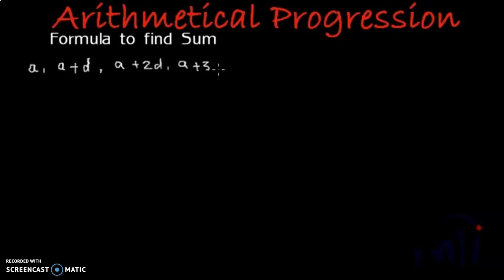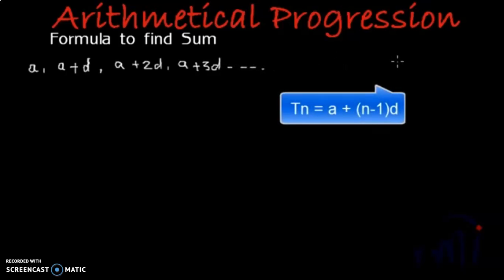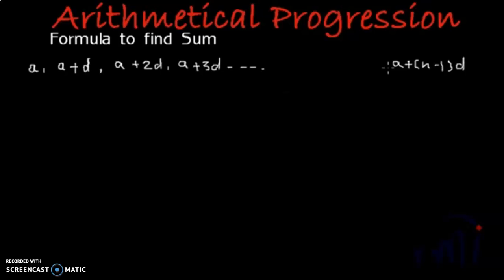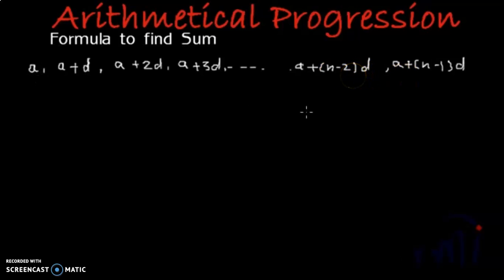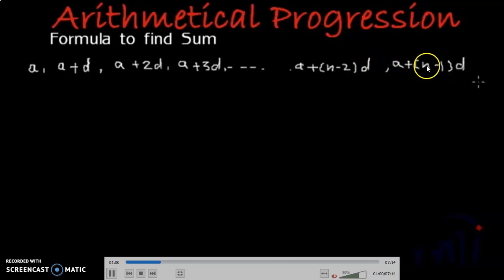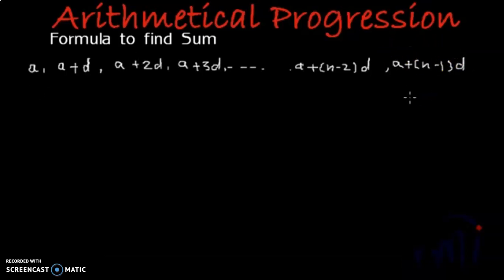Correct? So suppose you are adding the AP 3, 6, 9, the third term is 3 plus 2 into 3, right? Similarly, if there are n terms, then the nth term would be a plus n minus 1 into d. What will be this term? A plus n minus 2 into d, right? This term would be, since here it is n minus 1, we reduce one more, n minus 1 minus 1 is n minus 2, correct? So we have a to n terms.